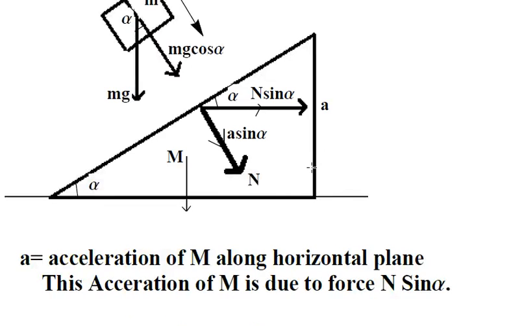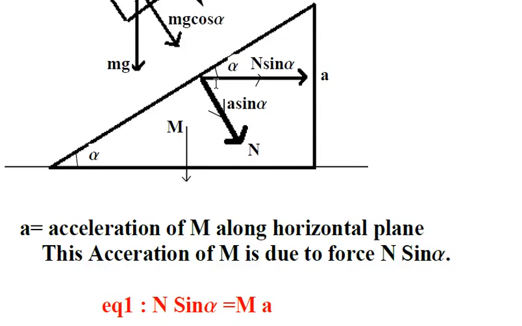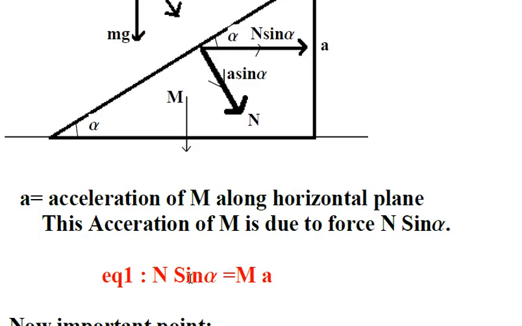Now this block capital M is accelerated towards right, so this acceleration is due to certain force. द नॉर्मल रिएक्शन N का जो कंपोनेंट है N sin alpha, दिस एंगल इज अल्फा, सो दिस N sin alpha force will provide this acceleration A. So first equation we can write N sin alpha is equal to mass M into acceleration A. This is the first equation.